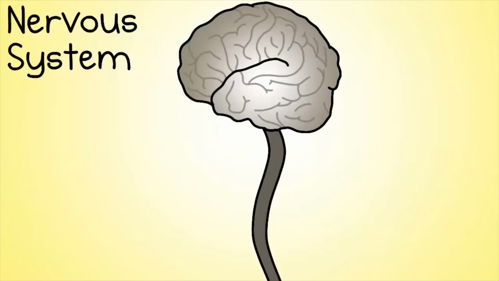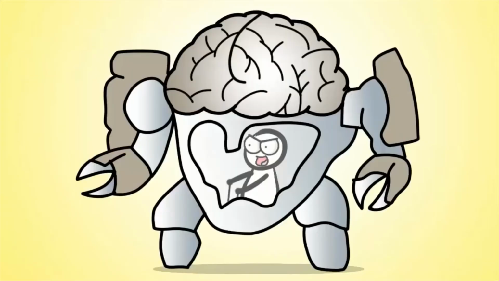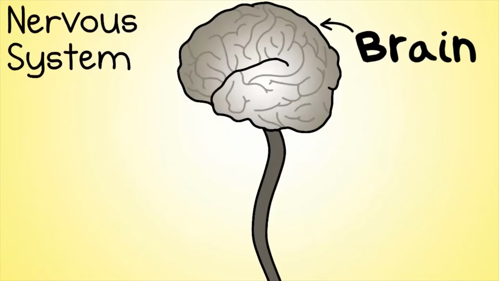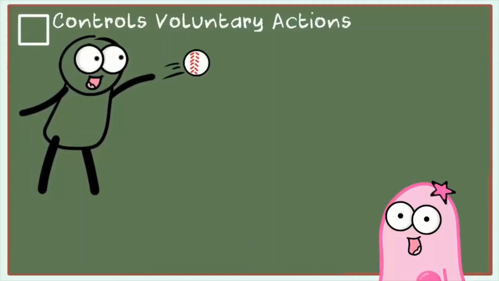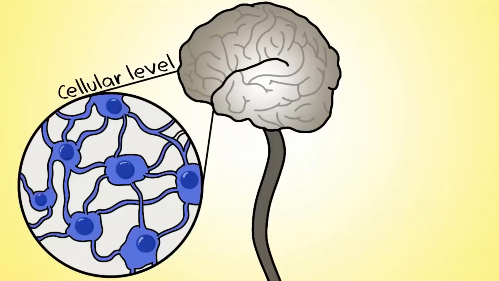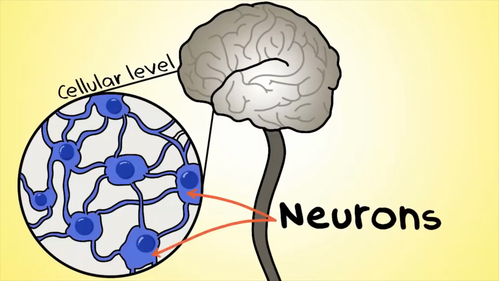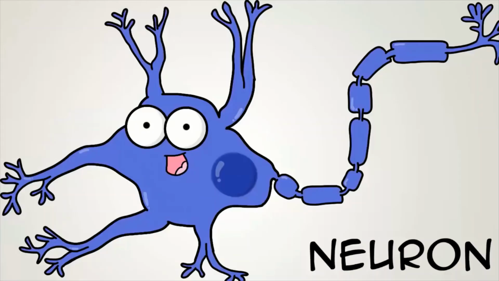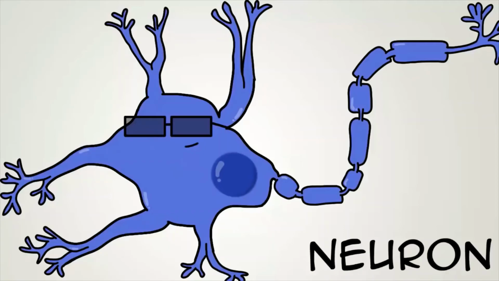Number 8, the nervous system. Your body would be a nervous wreck without something to coordinate it. That always helps me remember it. The nervous system includes your brain and your spinal cord. It controls voluntary actions, that's what you can control, like picking up a pencil, and involuntary actions, the ones you can't control, such as reflexes. At the cellular level, the nervous system uses cells known as neurons. With their amazing structure, these cells are kind of the cool cells on the block.